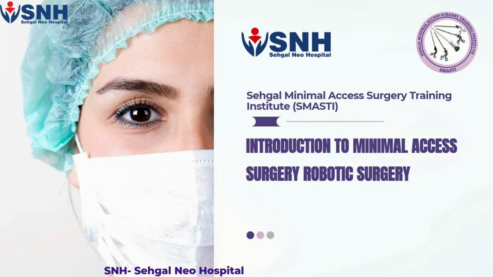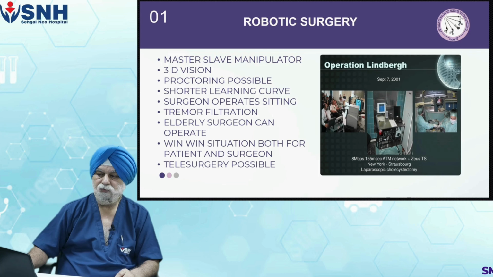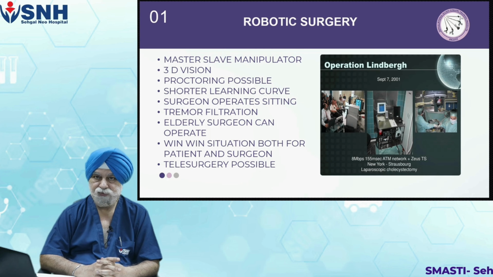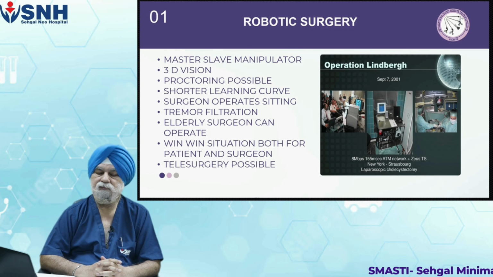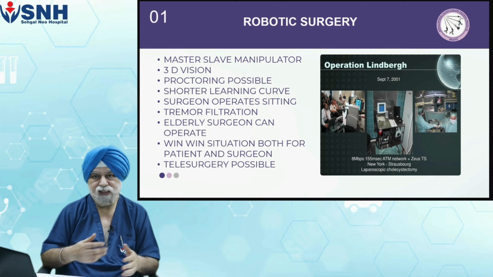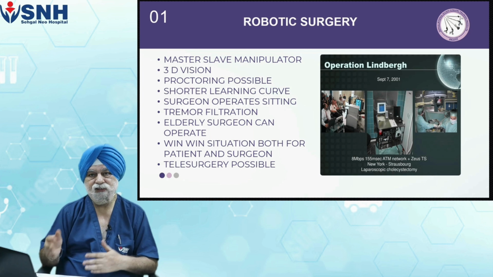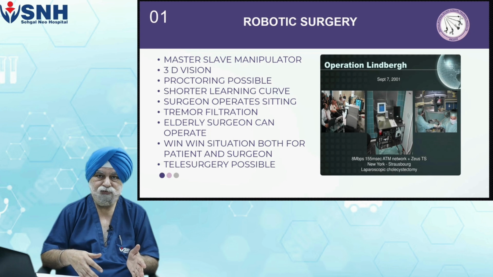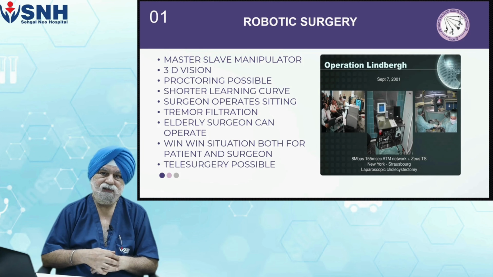So in continuation of my talk on the introduction to minimal access surgery, I was discussing with you the present day scenario of laparoscopic surgery. Robotic surgery is an extension of laparoscopic surgery, and there is great innovation in it. In this master slave manipulator, three components are there. One is the master console, where the surgeon will be sitting. Then there is a patient side cart, which has robotic arms. And then there is a vision cart.